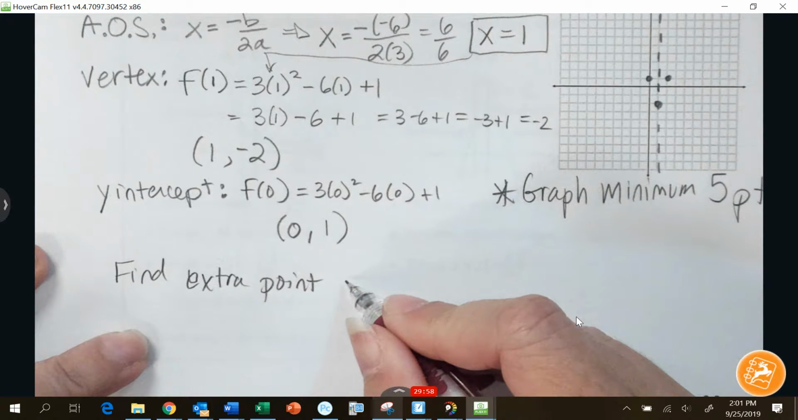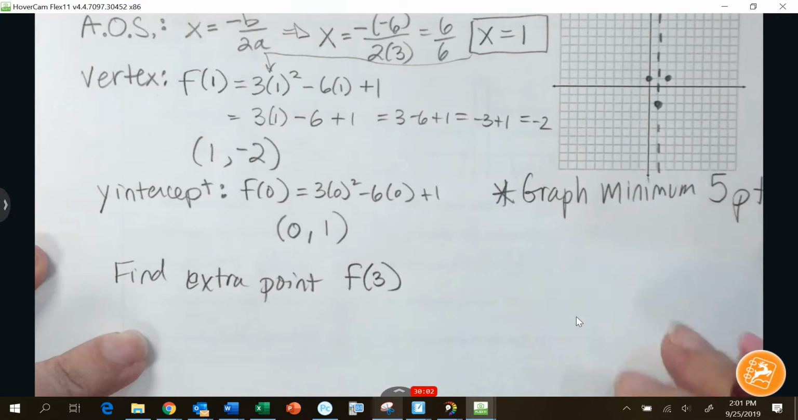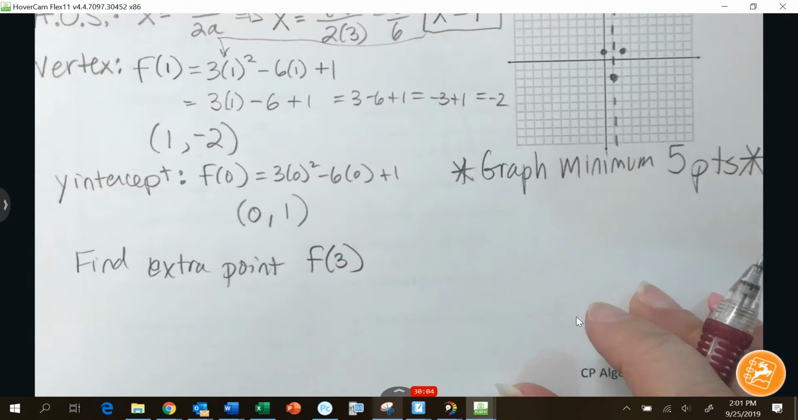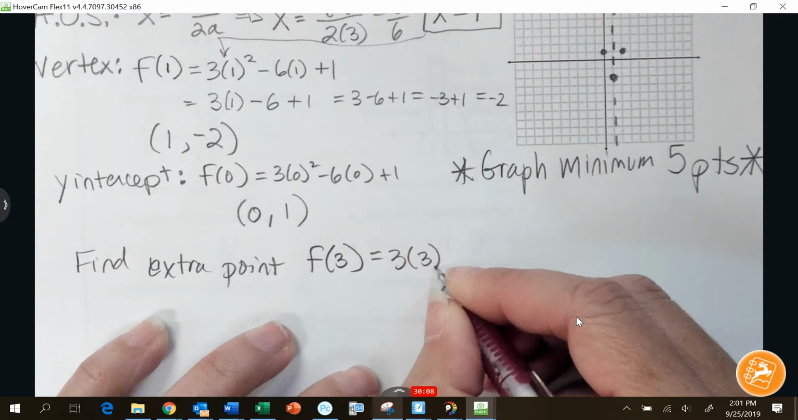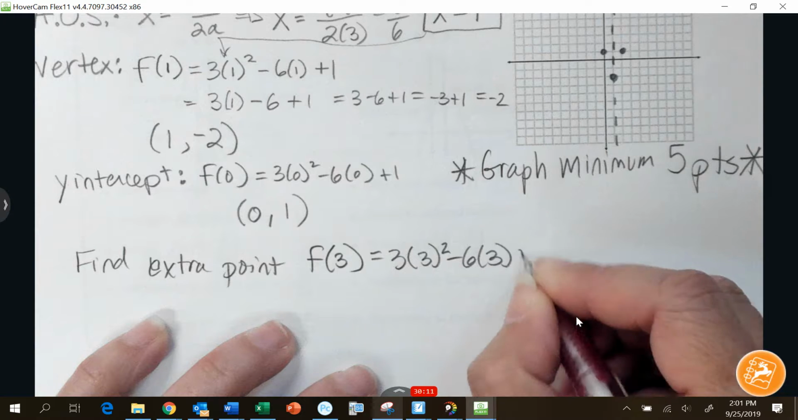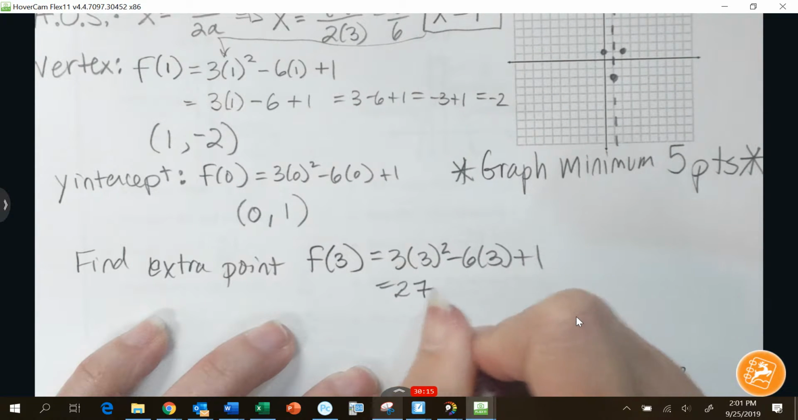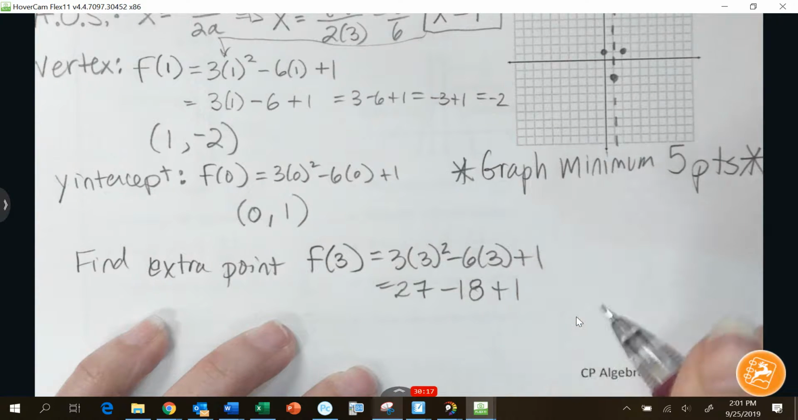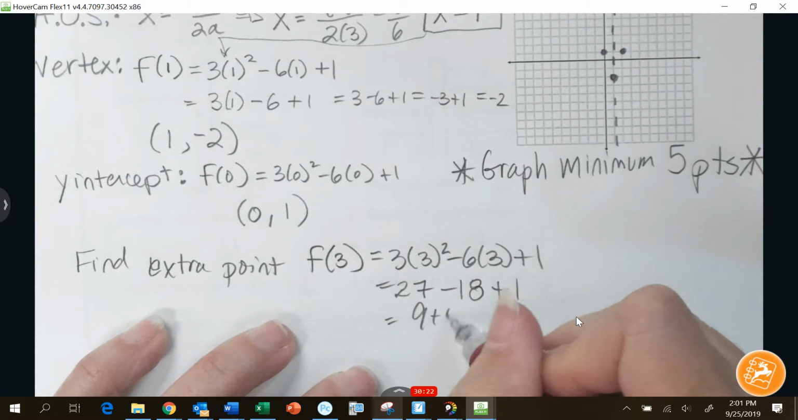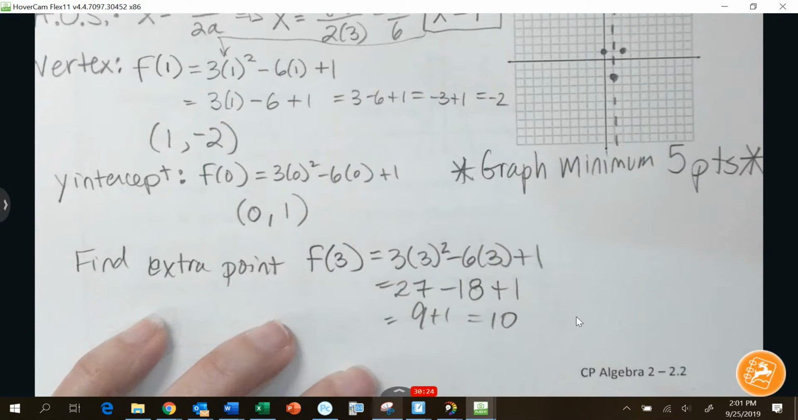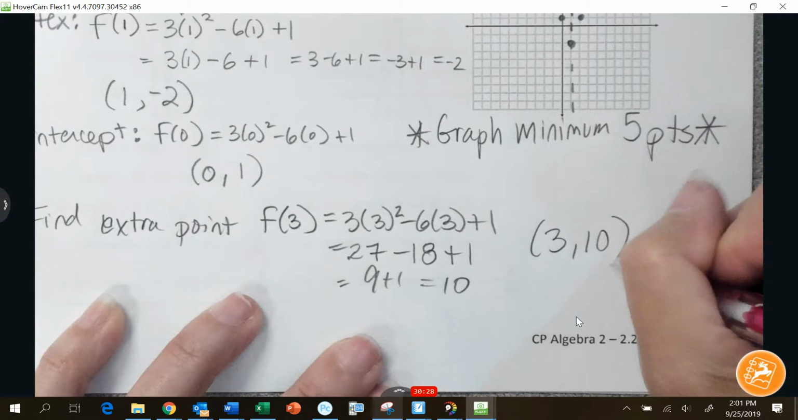I'm going to plug in, what did I say, 3. I'm going to do f of 3. That's how I show what I'm plugging in, f of 3. So that means I'm going to have 3 times 3 squared minus 6 times 3 plus 1. So I'm going to have 27 minus 18 plus 1. 9 plus 1, 10. So my ordered pair is going to be 3, 10.